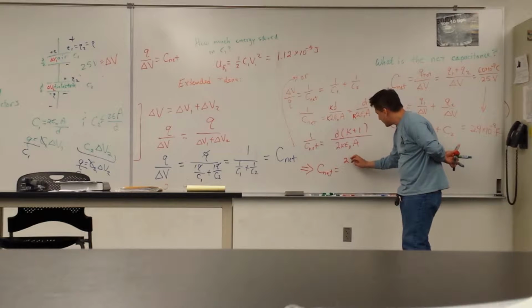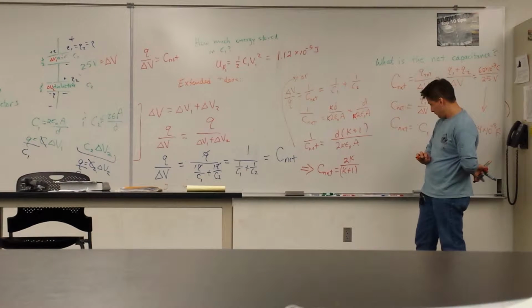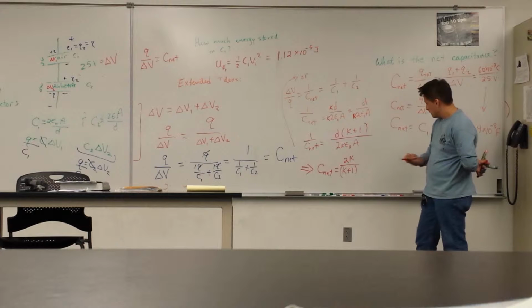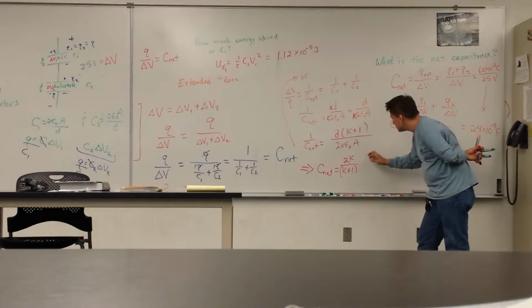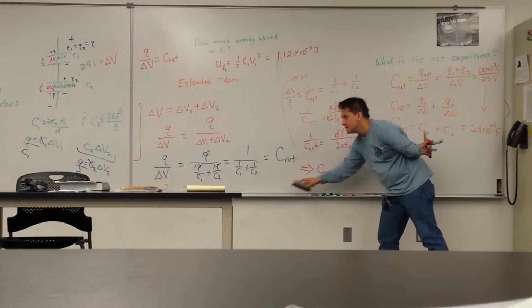Let's see, what would we have? We have 2 kappa over kappa plus 1. And everything else would be what? Epsilon naught A over D.